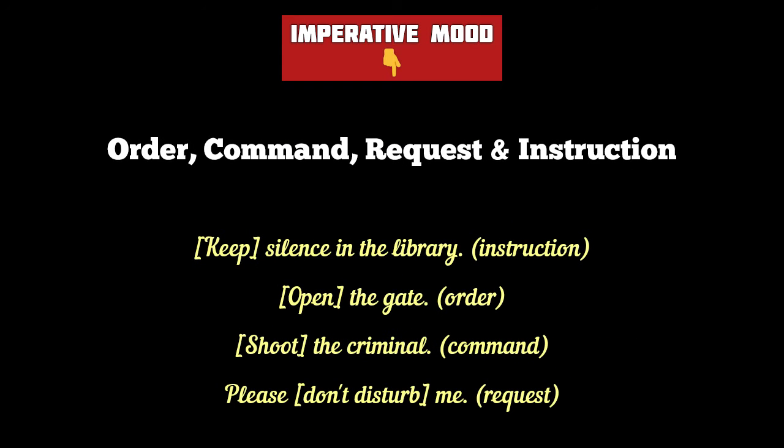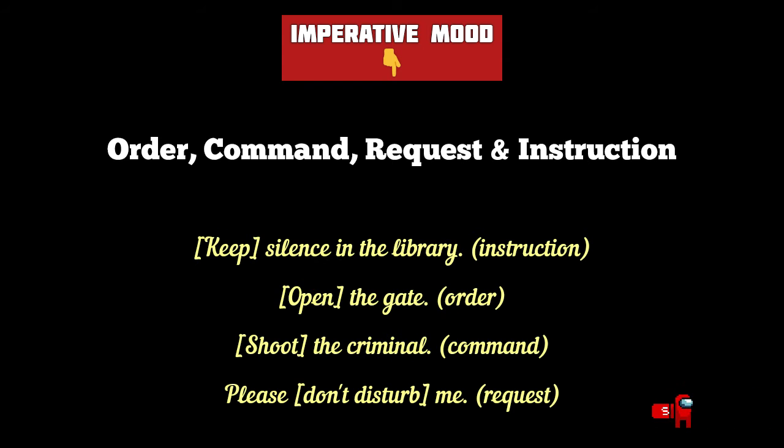But what about the imperative mood? The imperative mood of a verb expresses an order, command, request, or an instruction. In imperative sentences, the verb is said to be in the imperative mood. For example, in the sentence, "Keep silence in the library," the verb "keep" expresses an instruction, hence it's in the imperative mood. "Open the gate." In this sentence, there is an order, so the verb "open" is in the imperative mood.